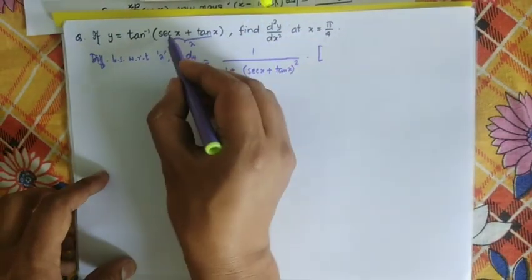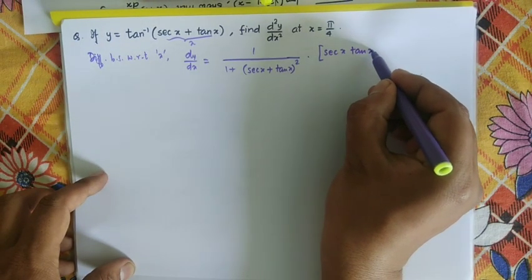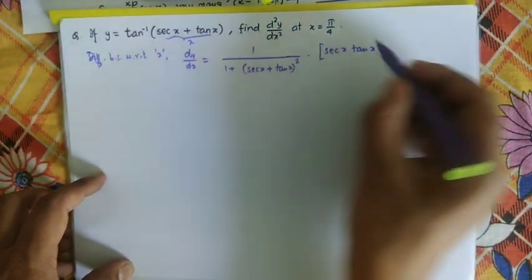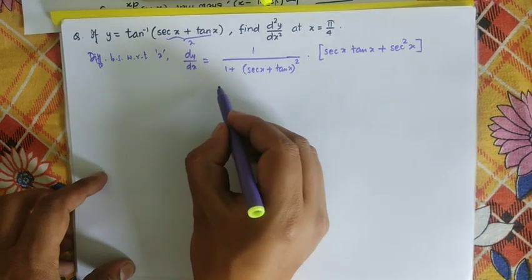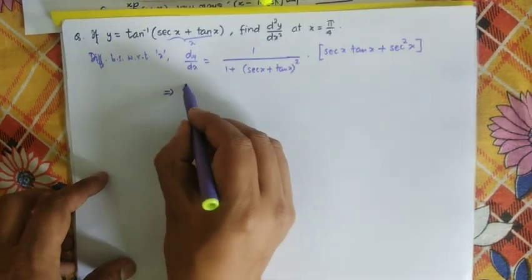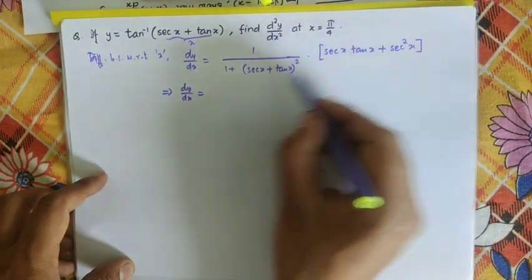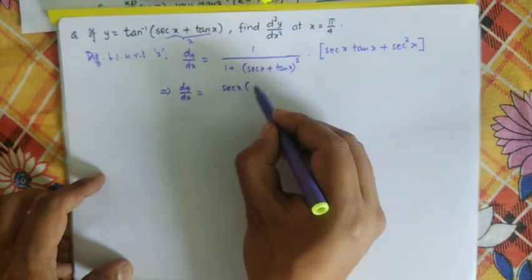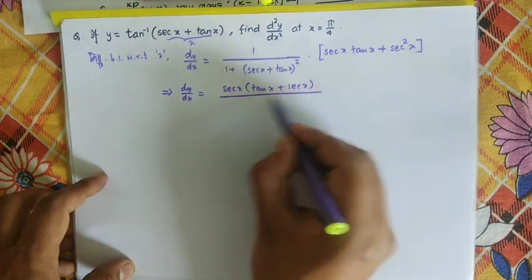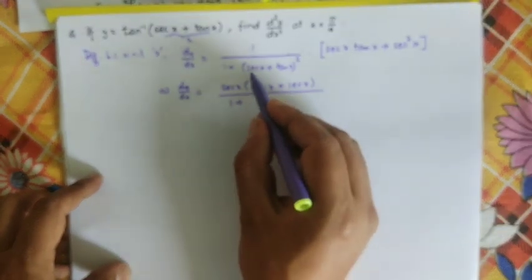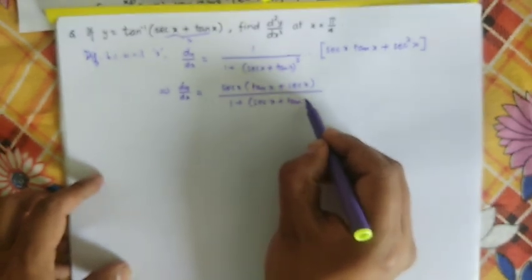Now what is the differentiation of sec x? It is sec x tan x, plus, what is the differentiation of tan x? It is sec square x. So from here my dy by dx will be, you can take out sec x as common, so we have sec x into tan x plus sec x by 1 plus sec x plus tan x whole square.